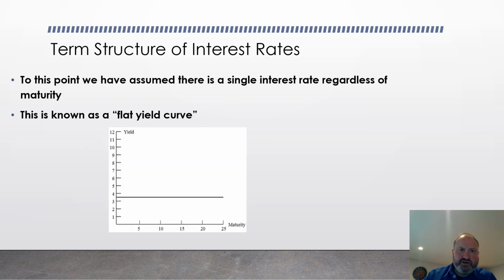Okay, just a few more to go here. Term structure of interest rates, we talked about this. Jeff talked about this. Flat line, this is kind of what we've assumed in class so far, that there's just one interest rate. And what we call that is a flat yield curve, where it doesn't matter whether it's 1 month, 1 year, 5 years, 25 years, everything has the same interest rate applied.